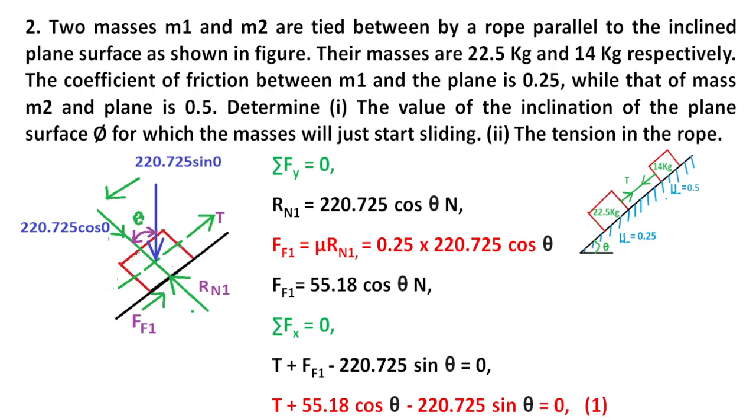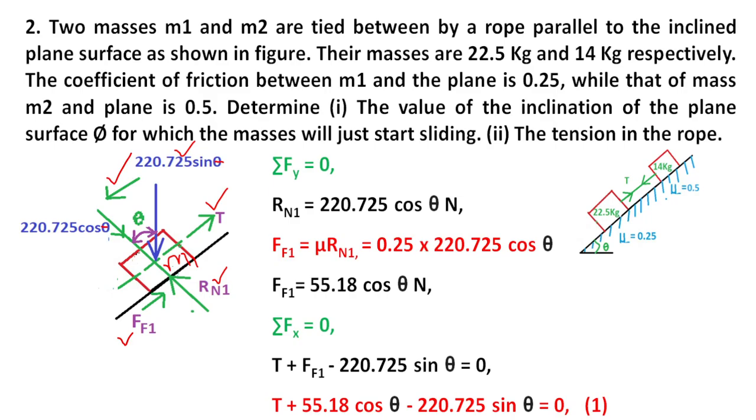Now, this is the free body diagram of mass m1. The weight of the mass is 22.5 into 9.81, which is 220.725 sin theta, and another is the cos theta component force. Then there are the tension, the reaction force and the frictional force.